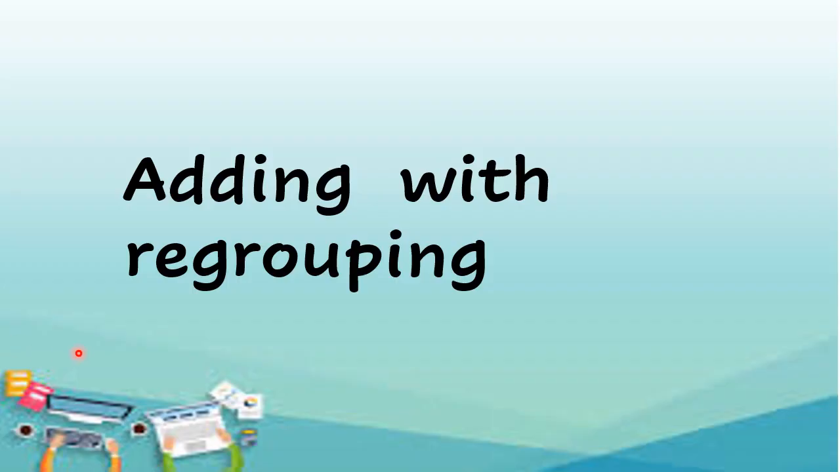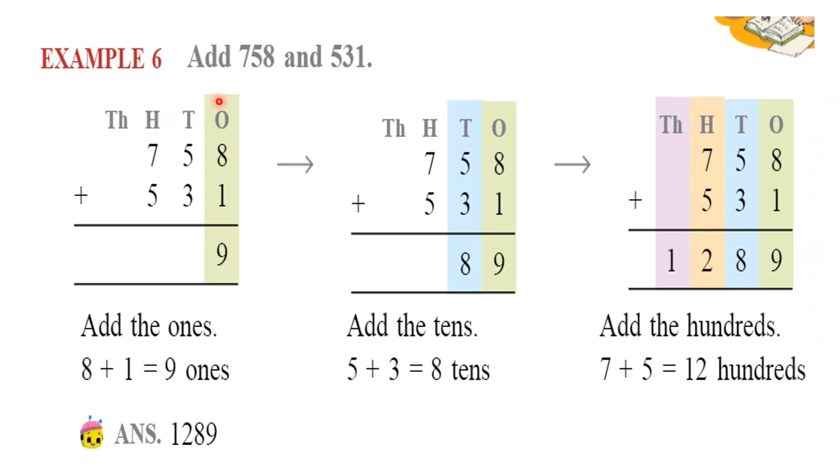Now let's see adding three-digit numbers with regrouping. The question is we have to add 758 and 531. So first what we have to do? We have to add the ones place. So 8 plus 1 equals 9. In the ones column we have to write the sum value, that is 9.